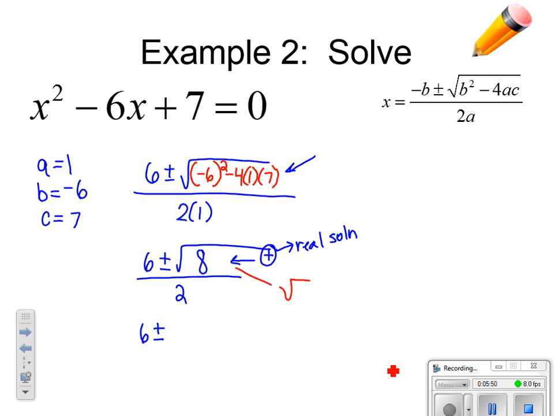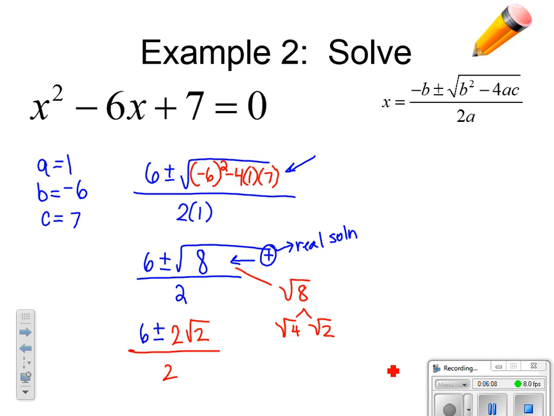Can't that be broken up into the square root of 4 and the square root of 2? The square root of 4 is 2. Square root of 2 all over 2. Okay? And then if you can get to here, that is awesome.